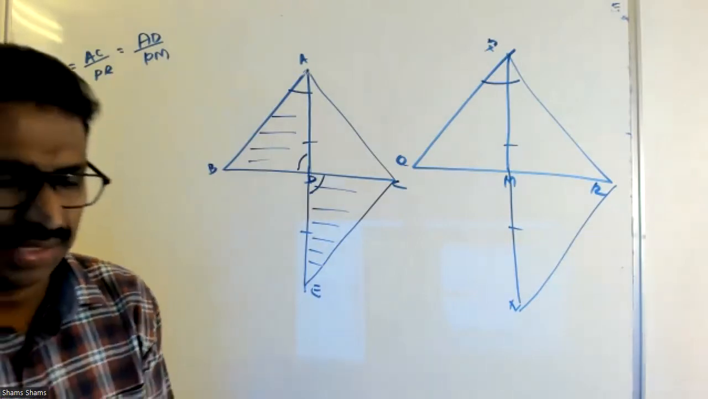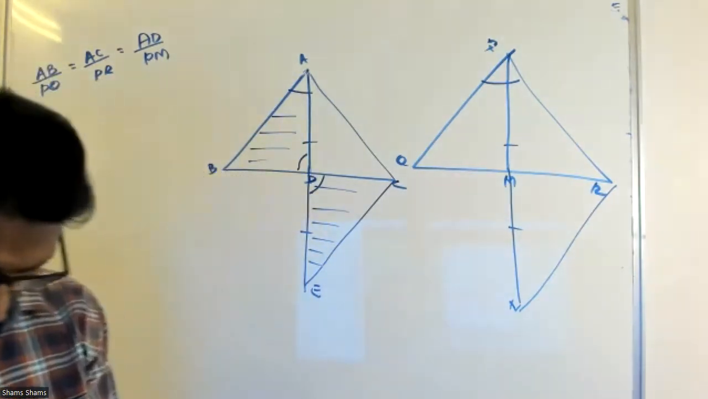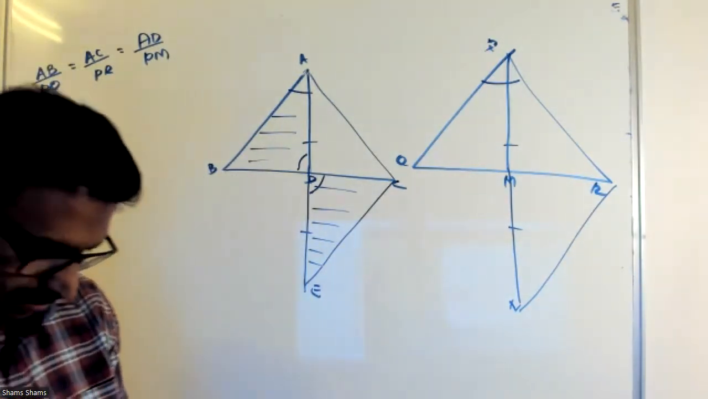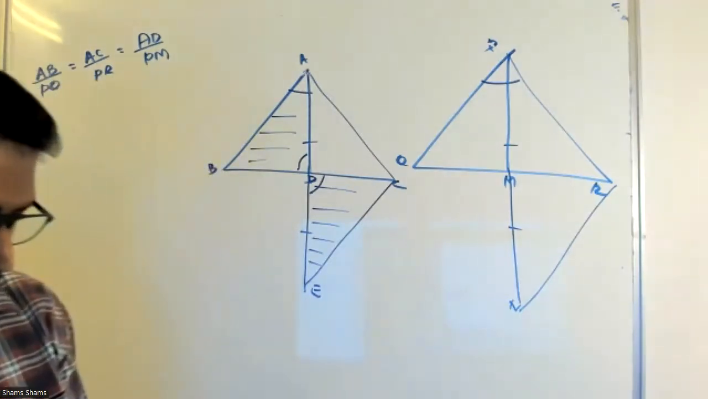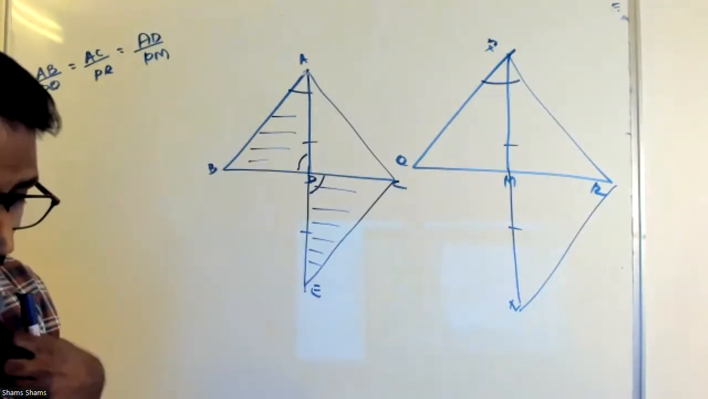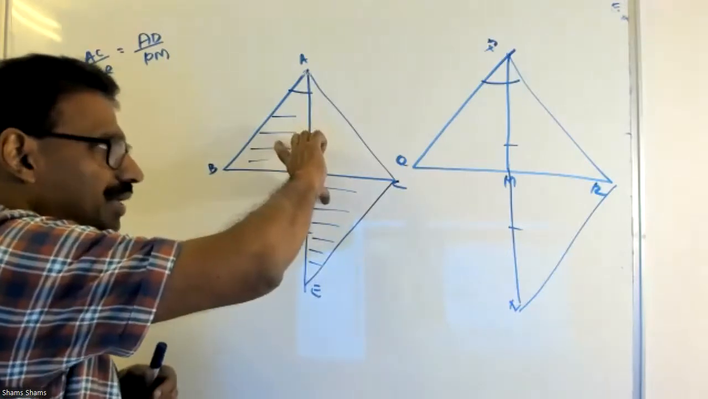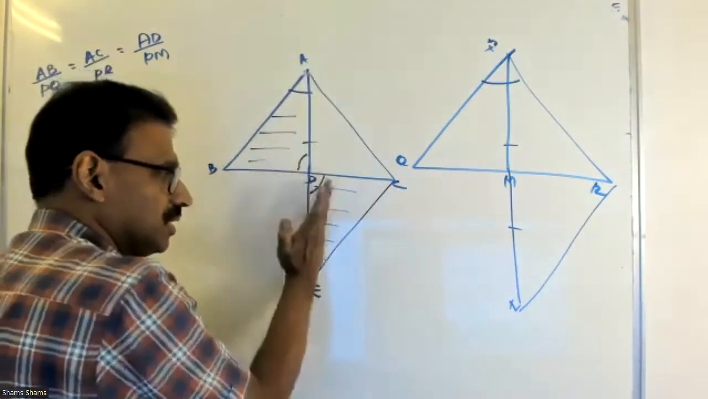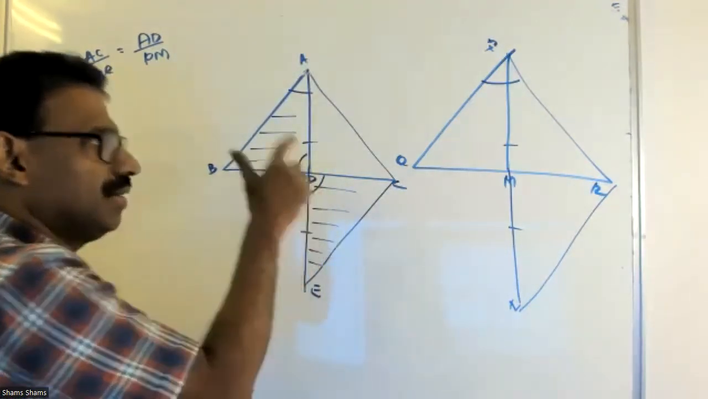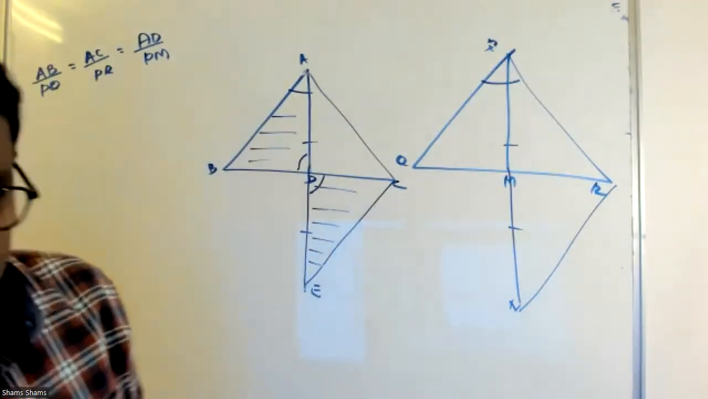Ashwanth, what is that? Yes, sir. One more reason. I have to show these triangles are congruent. We got this one equal to this one, angle this equal to this one. One more reason required to show congruent. Okay, what is that?